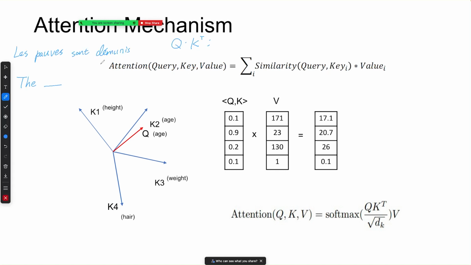So back to our example, right? Les pauvres sont démunis. So you'll have 4 keys: key 1, key 2, key 3, and key 4. Remember what's the size of K? It's L and E. So this is L1, L2, L3, and L4, and each one has an E.